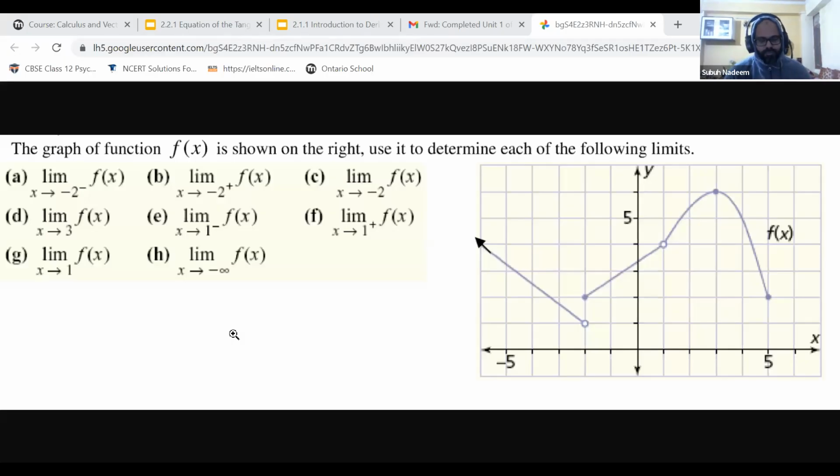Before that, I have a doubt in the old one, the graph. The function. This one. So for the first one, I got, let me just read it out.